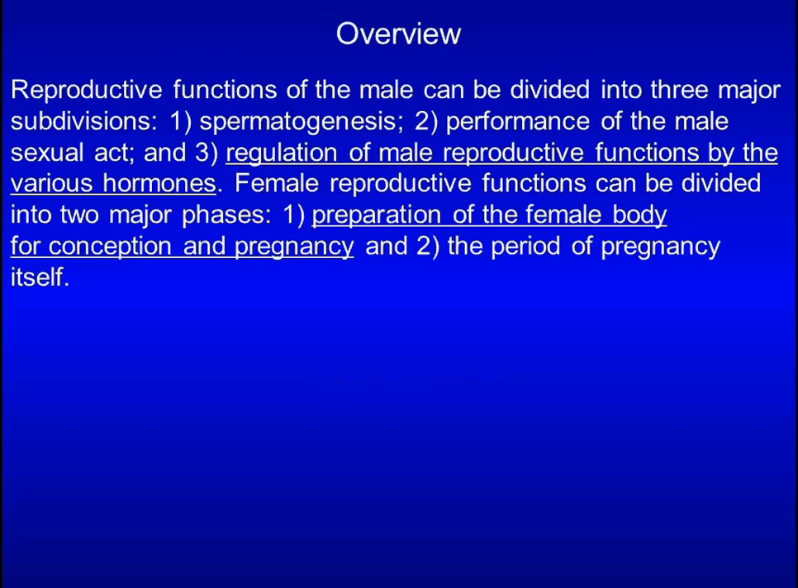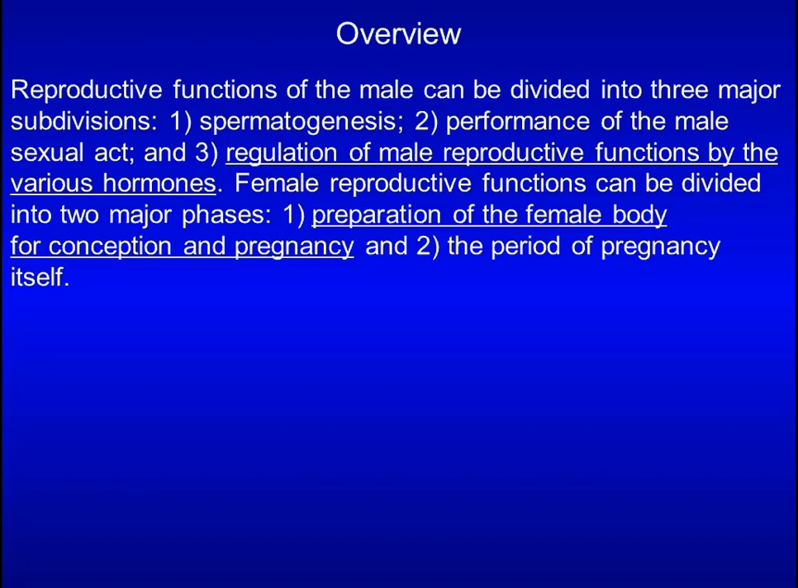Reproductive functions of the male can be divided into three major subdivisions. First, spermatogenesis. Second, performance of the male sexual act. And third, regulation of male reproductive functions by the various hormones.